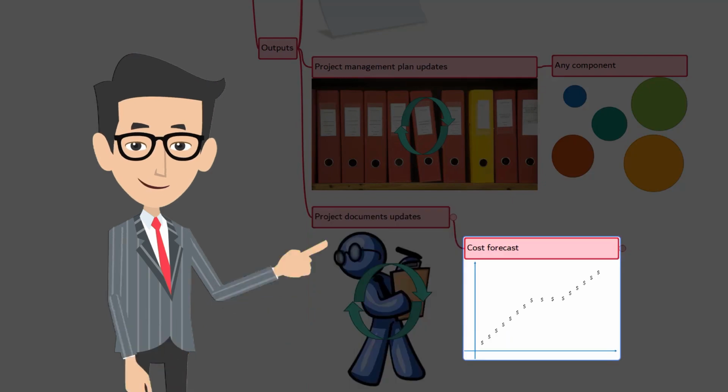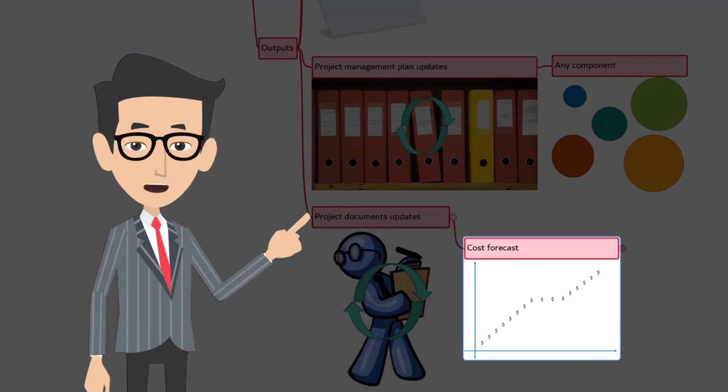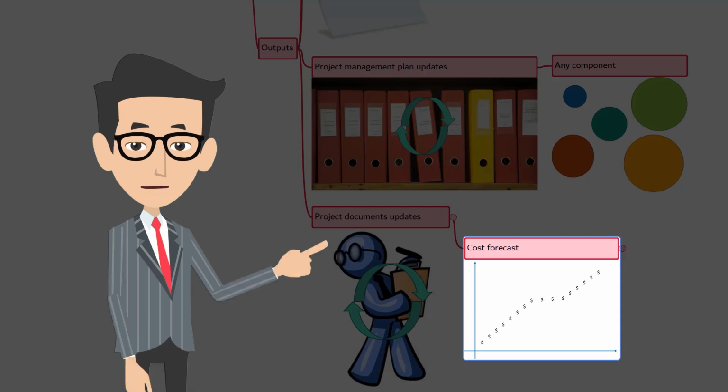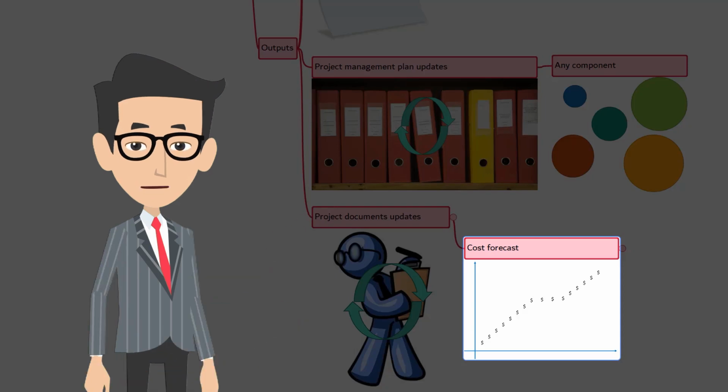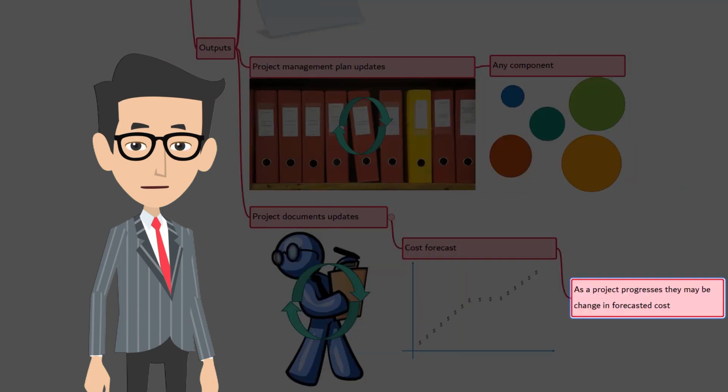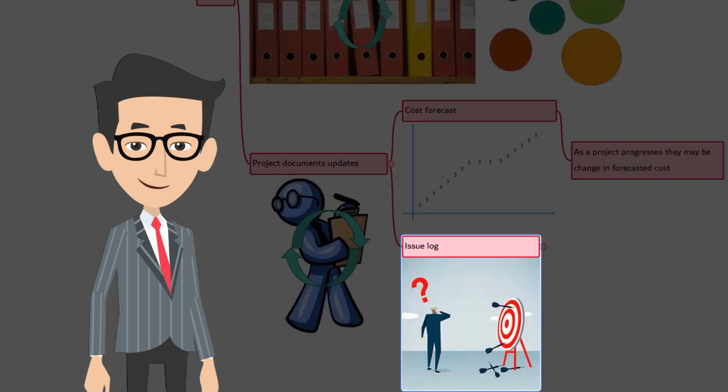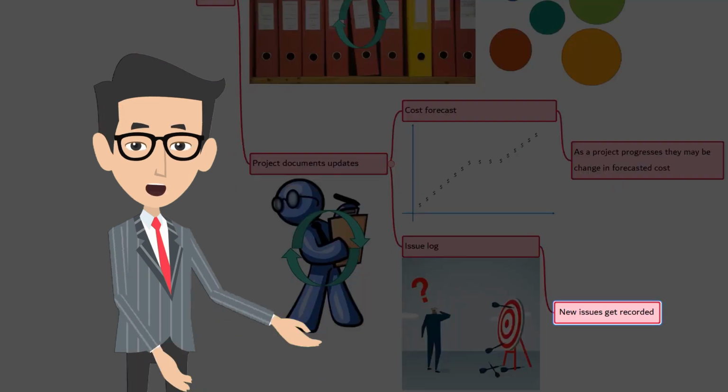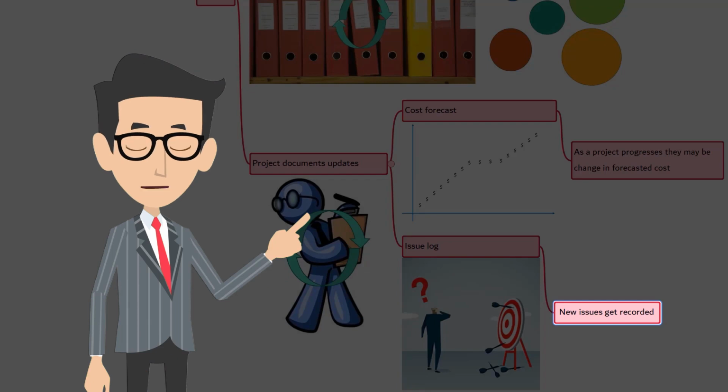Cost forecasts. You monitor the actual cost spent on the project as a part of monitor and control project work. Based on that, you need to update the forecasted cost to complete the project. As the project progresses, there may be changes in the forecasted cost. Those are recorded using cost management process. Issue log. New issues might occur and those issues need to be recorded in issue log.